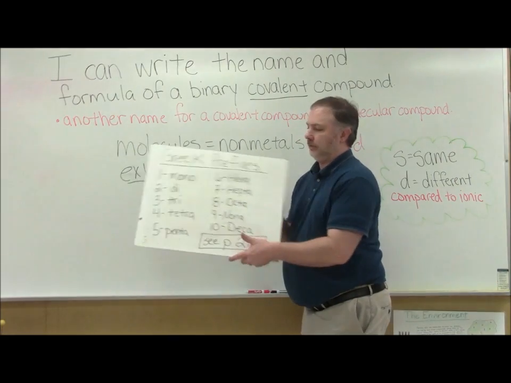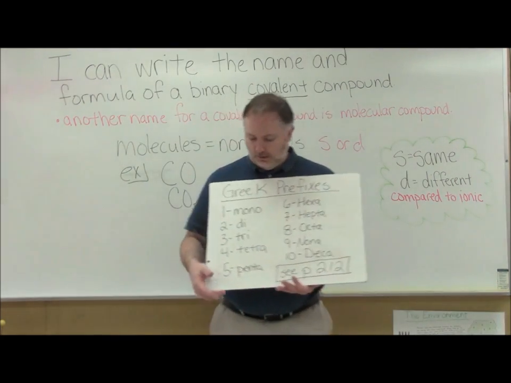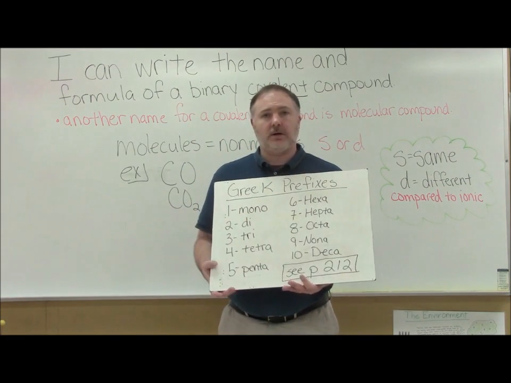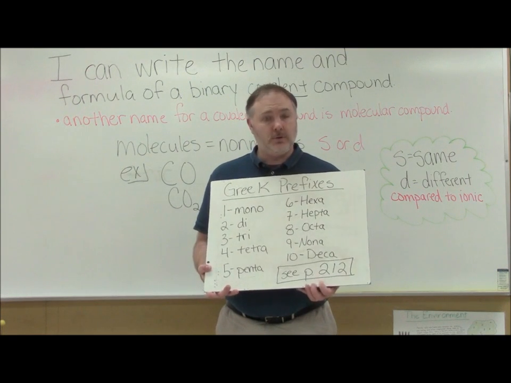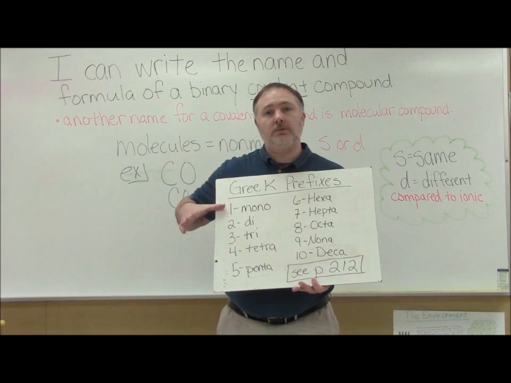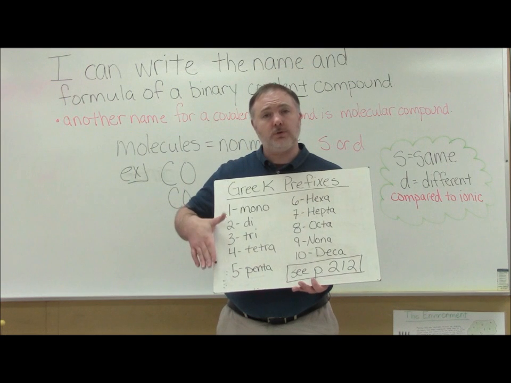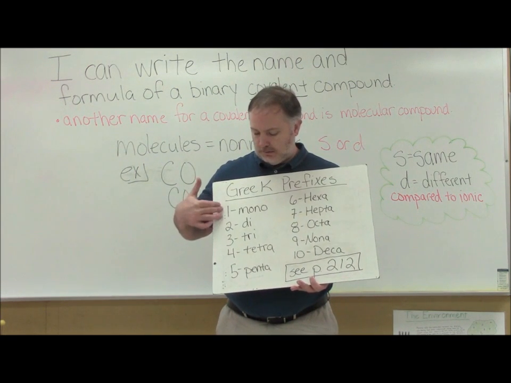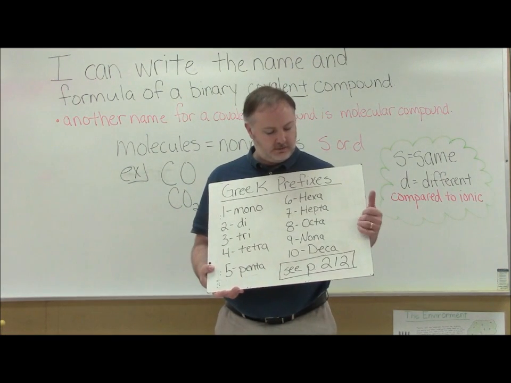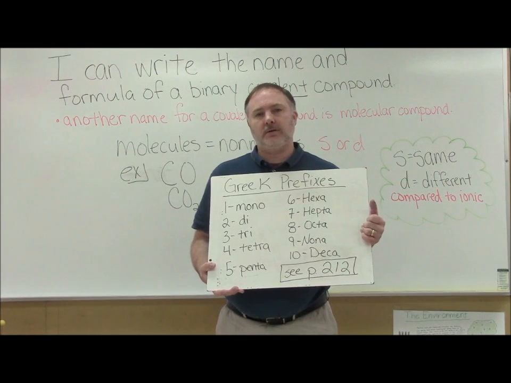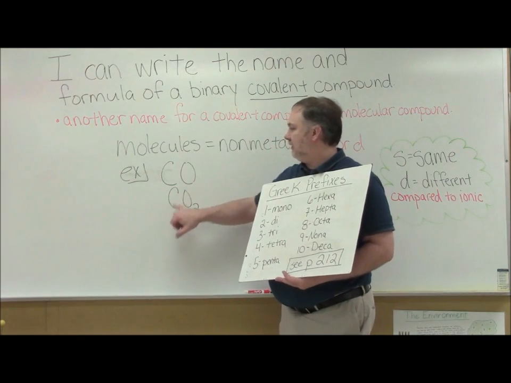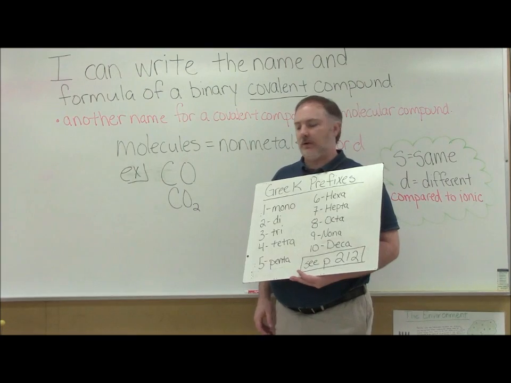Let me bring this closer to you. I want you to write the Greek prefixes for numbers 1 through 10, 1 mono, 2 di, all the way up to 10 deca. These are on page 212 of your honors chemistry textbook. And I do expect you to memorize these. They're not hard. Most of them you should be aware of. Okay. Mono, di, tri, tetra, penta, hexa, hepta, octa, nona, and deca. Take a moment, write those down. We're going to use these to indicate how many of each atom we have in this molecule.